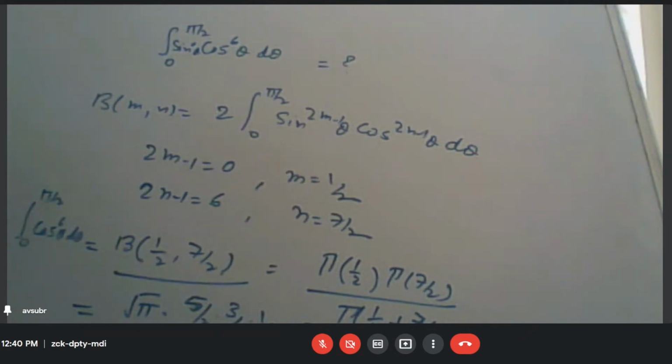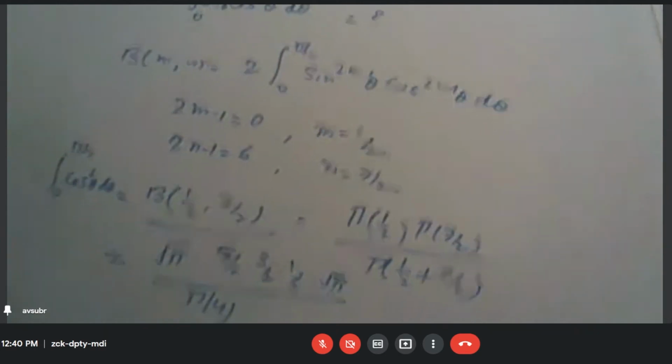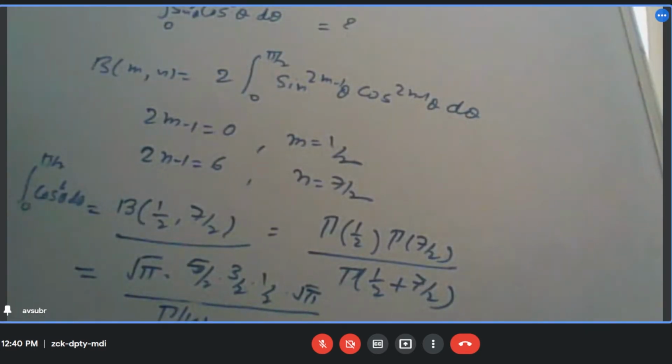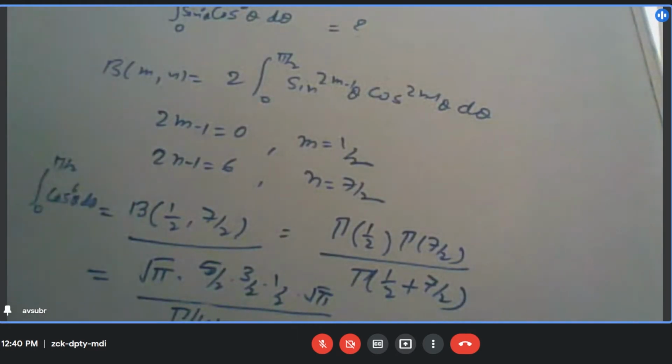ठीक है ना? गामा 4, सॉरी, गामा 4 है ना? इज इट ओके? सर कैमरा को थोड़ा नीचे कर दीजिए। दिख रहा है अभी? ओके सर। हाँ, गामा 4। तो गामा 4 को हम क्या लिख सकते हैं? 3 फैक्टोरियल, है ना?